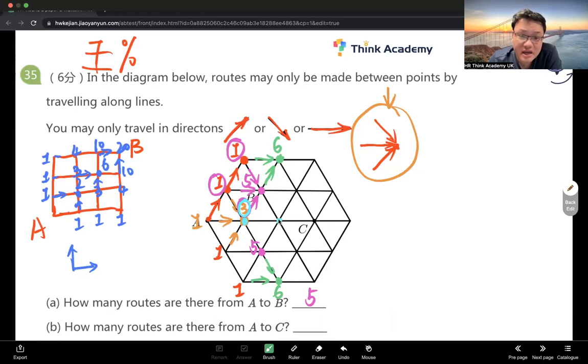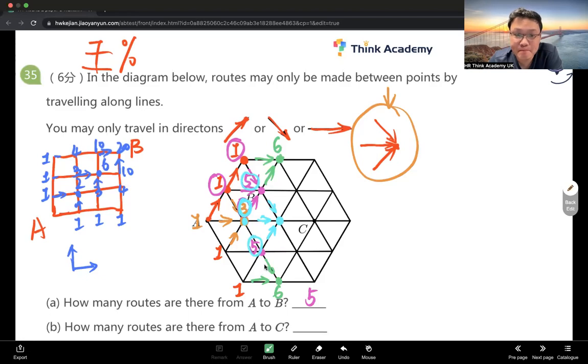And now let's take a look at this point. I think after we talk about this point, you can get it. So if you want to go to this point, how many different directions can you have? You have 1, 2, 3 directions, right? And you need to get the number of ways to go to that point. That will be this number 5 plus this number 3 plus this number 5. Make sense?